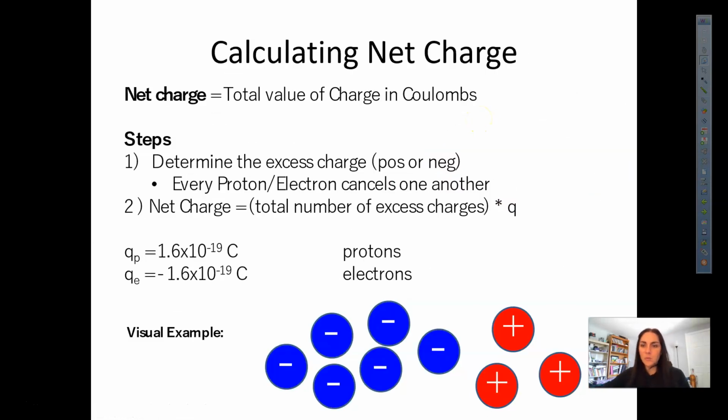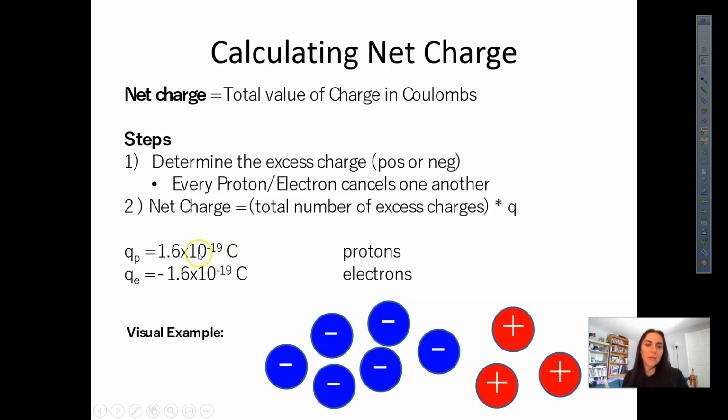Okay, so we're going to calculate something called net charge. The net charge is just how much charge you have in coulombs, so it's looking for the coulomb value of charges. To do that, we're going to figure out how much excess charge there is. Are there extra electrons to make it negative or extra protons to make it positive? For every proton and electron together, one cancels out the other, and I'll show you what I mean. First we determine the excess charge, and then we take that total number of charges and multiply it by Q.